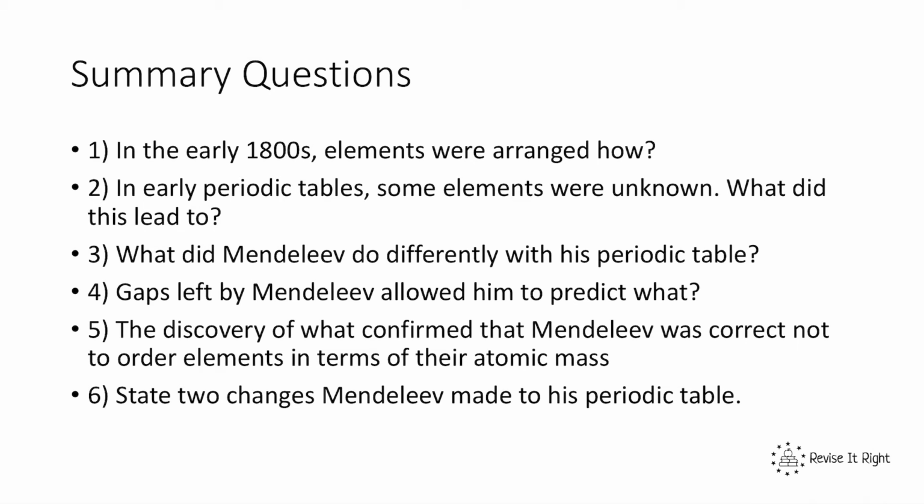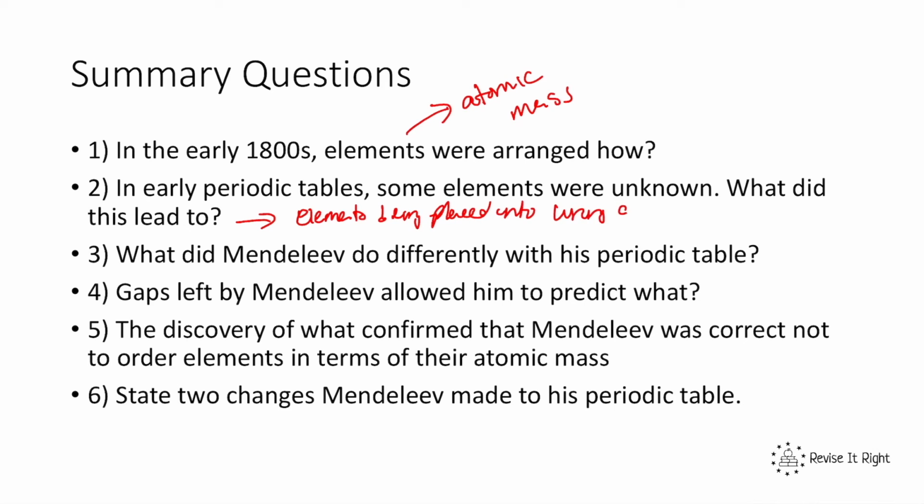Okay, so in the early 1800s, elements were arranged mainly by their atomic mass. In early periodic tables, some elements were unknown. What did this lead to? Well, this led to elements being placed into the wrong group. What did Mendeleev do differently with his periodic table? Well, number one, he left gaps. And number two, he reordered certain elements based on their properties.